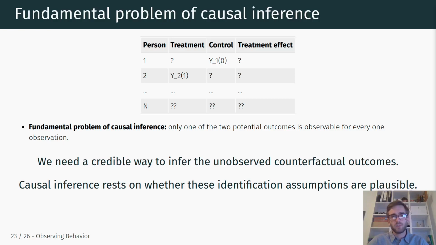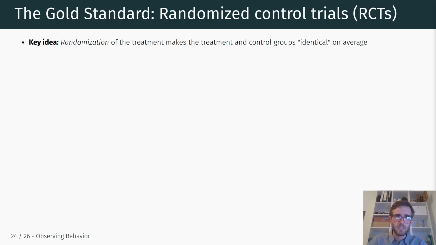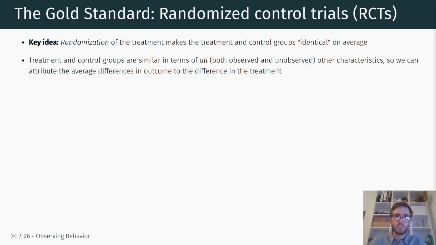So if we want to figure out what these counterfactuals are, or what kind of assumptions we need to make in order to identify these causal effects, it's helpful to first think about the gold standard, which is a true randomized controlled trial, so a true experiment. Okay. So here the key idea, of course, the fundamental problem of causal inference still exists for a true random experiment, but the key idea is that randomization of the treatment makes the treatment and control groups basically identical on average.